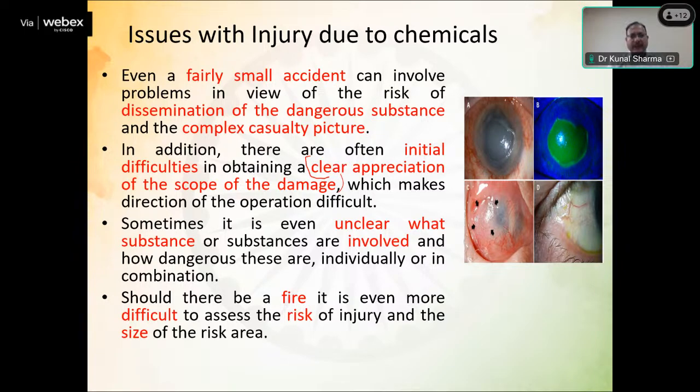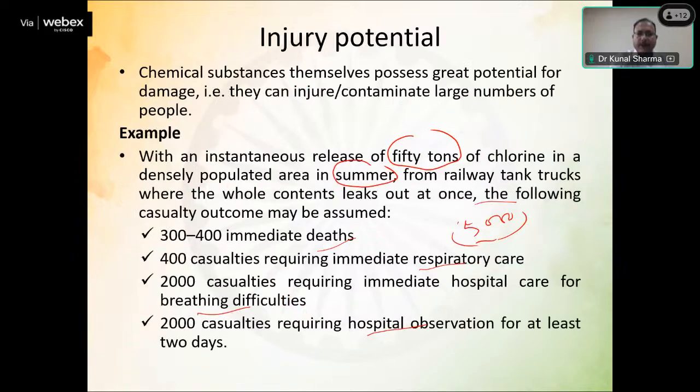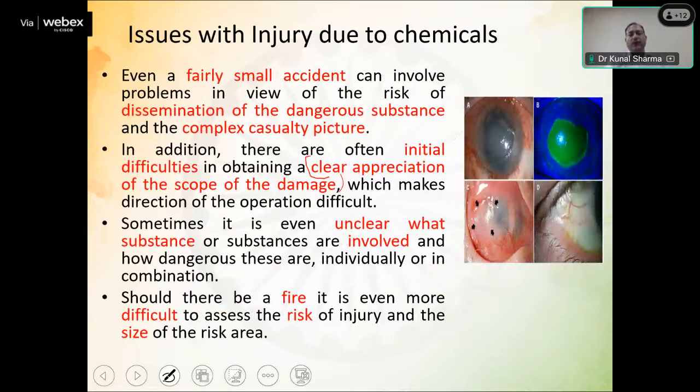The parameters are too different. For example, what we have seen in the last slide was a summer region. In a summer region, the wind velocity would be high, the atmosphere is quite clear, and all these parameters come in. If the environment is hazy or foggy, then there is another type of issue. So a clear appreciation of the scope of damage is very tough in the initial phase of a chemical leakage incident or accident. It is very difficult for the operation part to handle: where is the downwind, where is the impact, what is the conversion, the diffusion impact, and all these things.